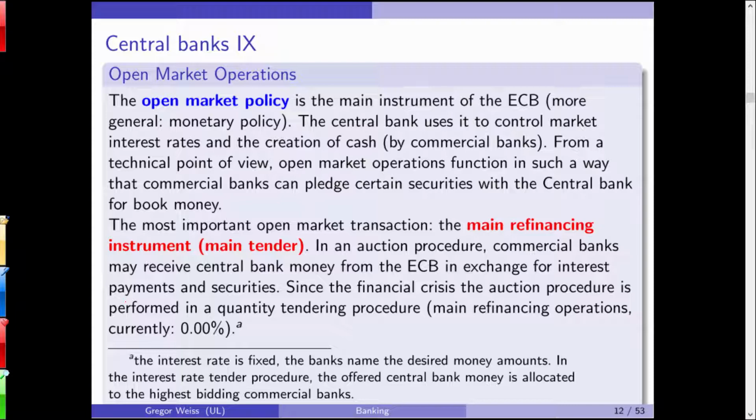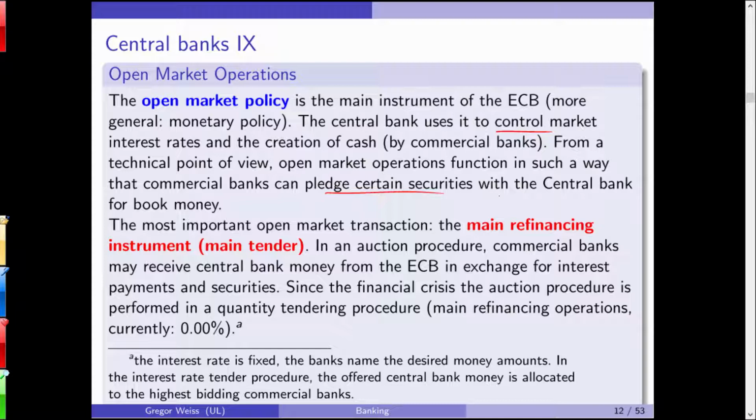Now let's start with open market transactions and open market operations. Open market policy is usually the main instrument of any central bank, and it simply means that it can control interest rates and the creation of money within the economy by buying up securities. And in fact, the European Central Bank, well, they did not use to buy up securities, but banks were able to pledge securities and to put them with the central bank, and in exchange, the central bank would give out central bank money to the commercial banks.